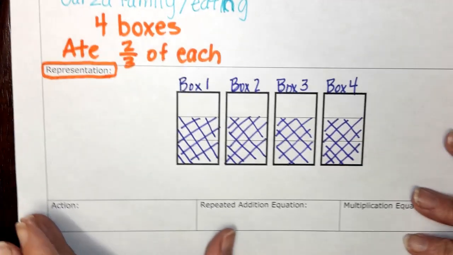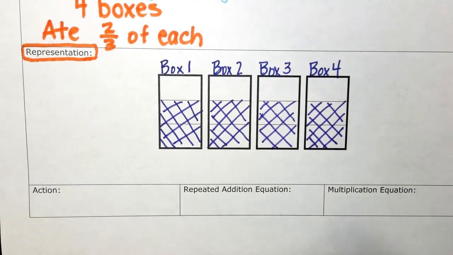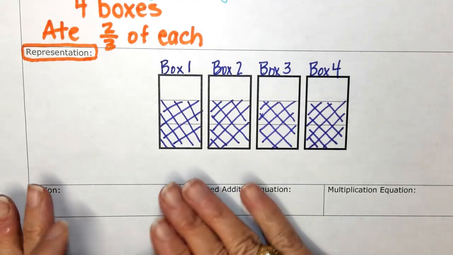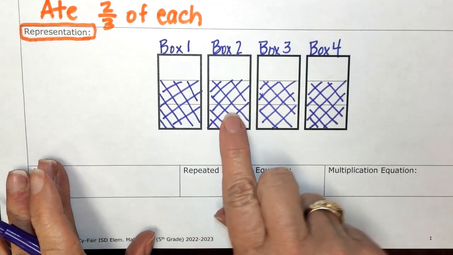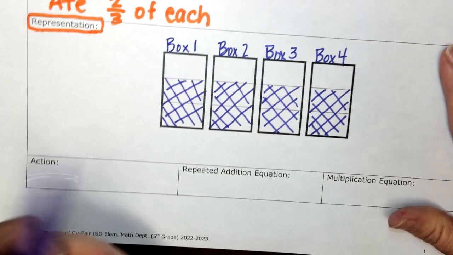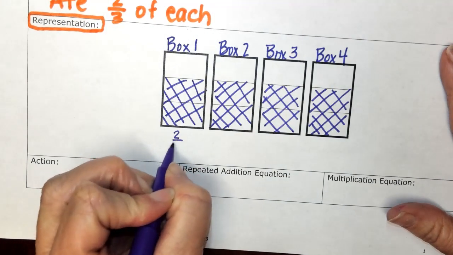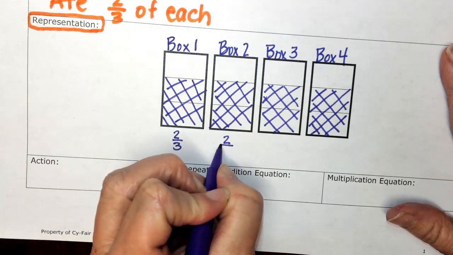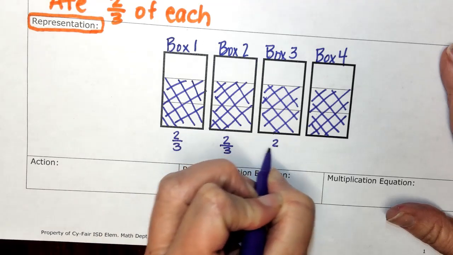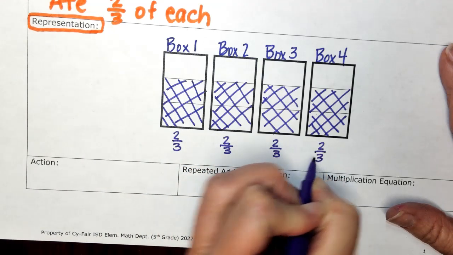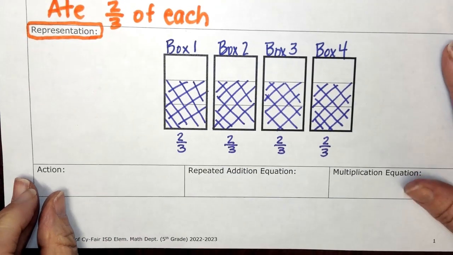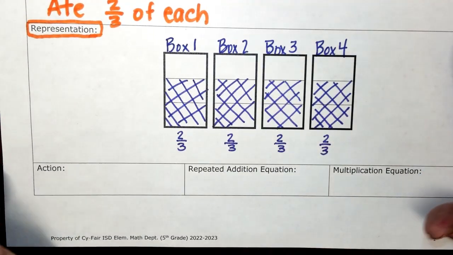Okay, so now that I have my pictures looking like this, your picture should match mine. I see that I have 2/3, 2/3, 2/3, 2/3, and I'm actually going to label that because labeling is super important. Anytime we have a picture model that's given to us, we should be labeling, and if we are creating or drawing a picture model, we want to always label what it is that we have.